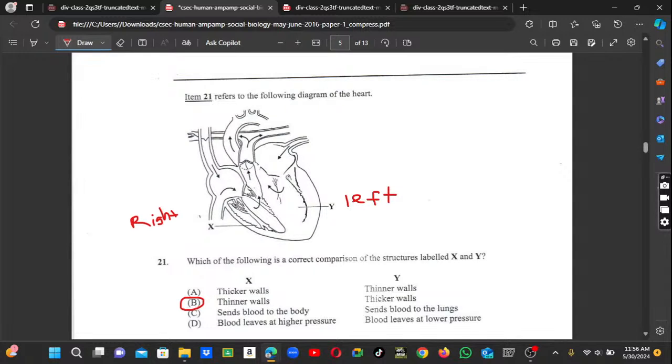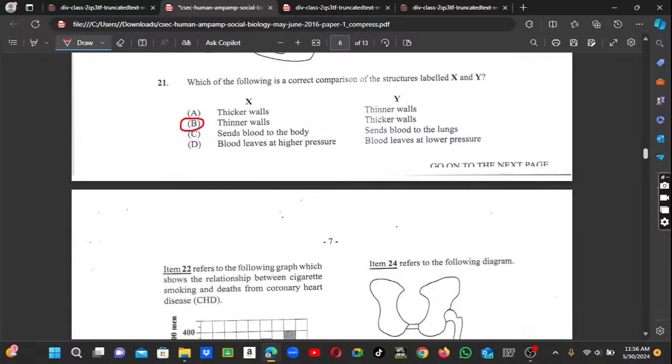X would be the right side. So on the right side, the wall would be thinner. On the left side is where your heart is, therefore the wall would be thicker. Alright, so the answer for number 21 would be B, because on your left side the wall would be thicker, right? And on your right side the wall is thinner. So X would be our right, so therefore on our right would be thinner walls, right?